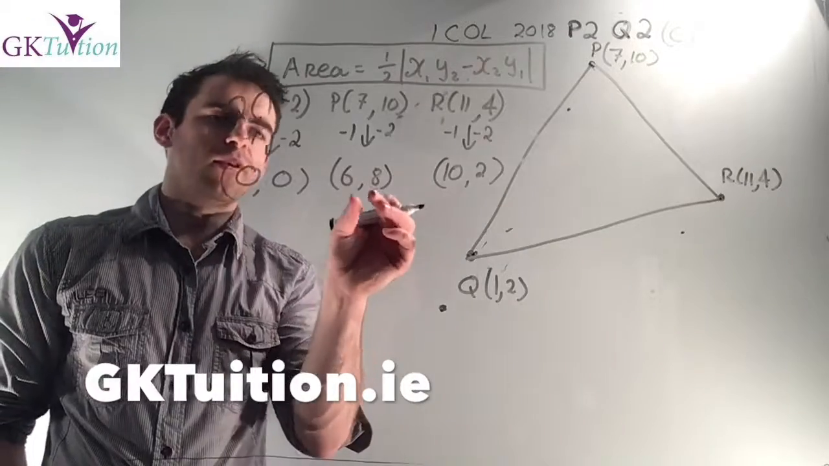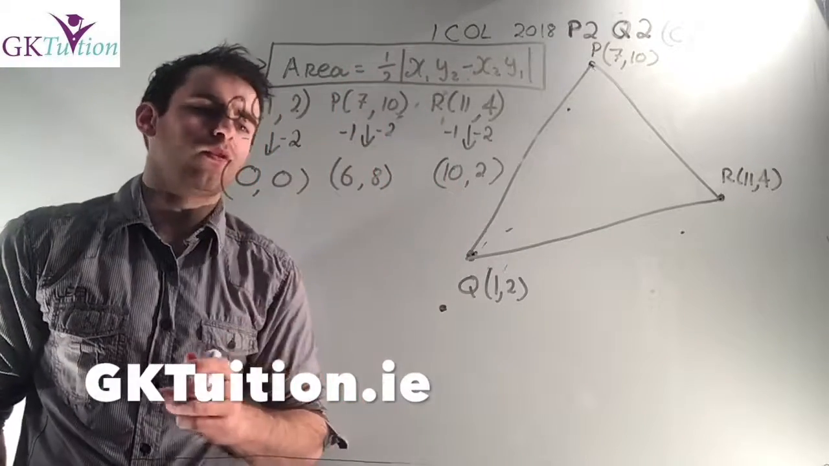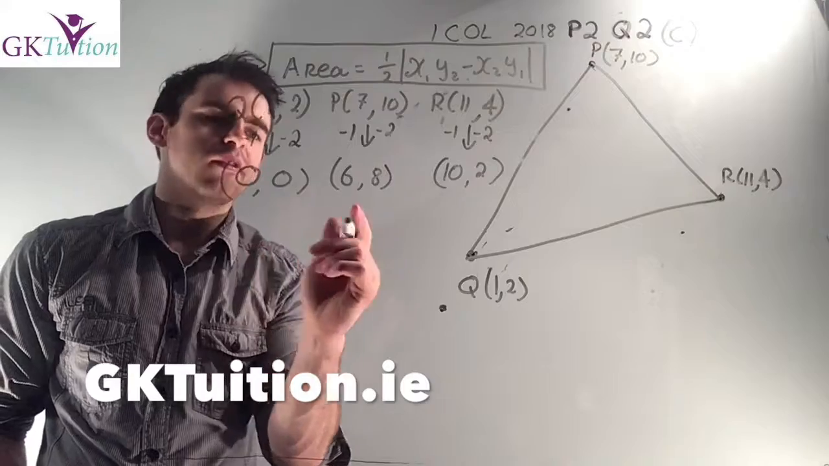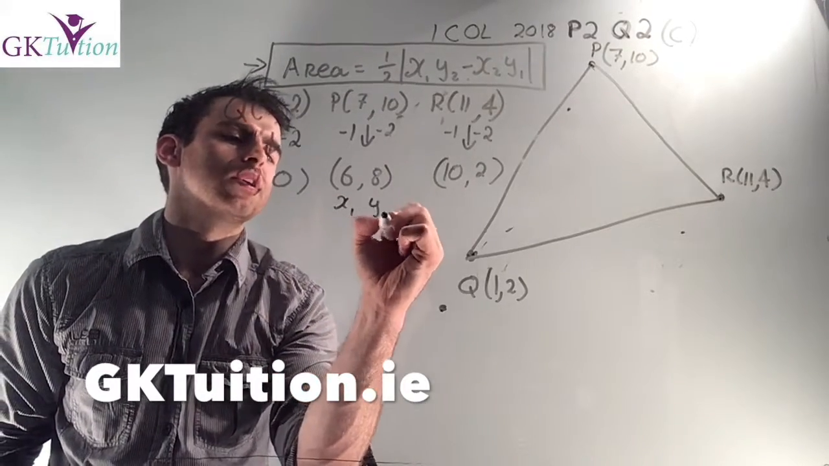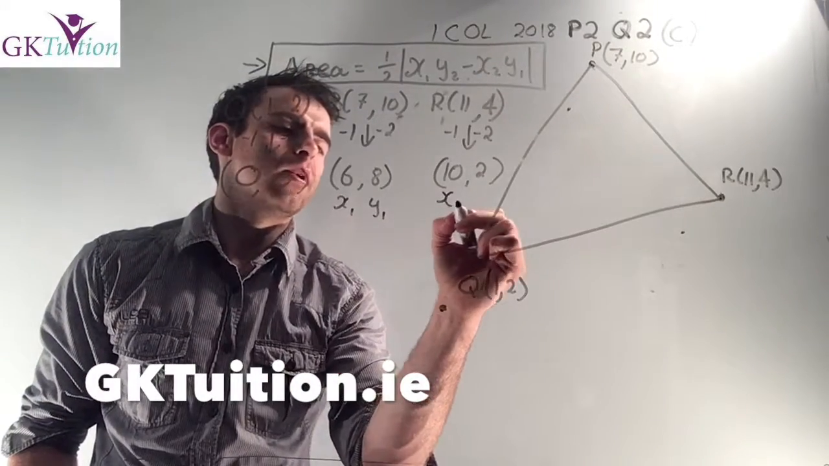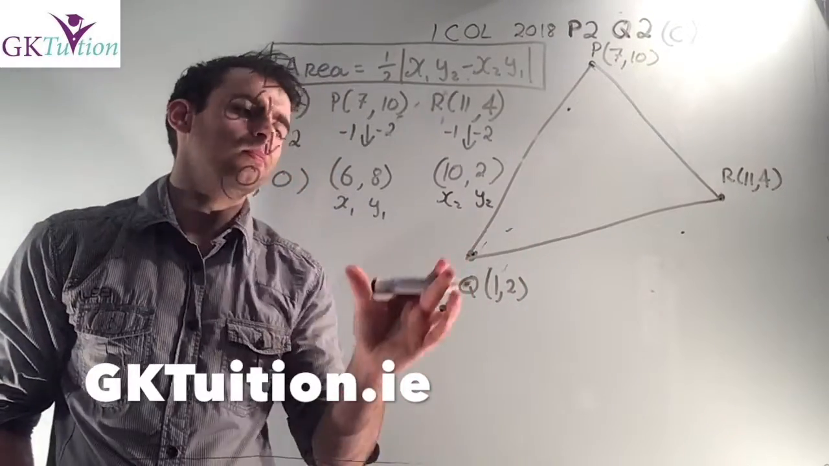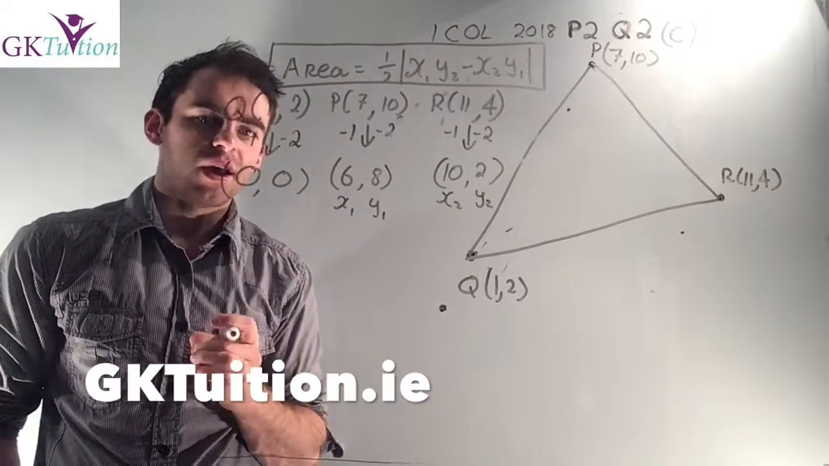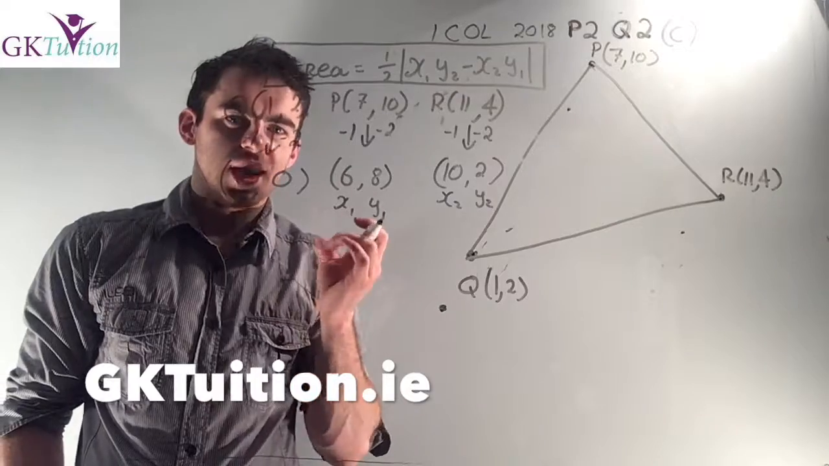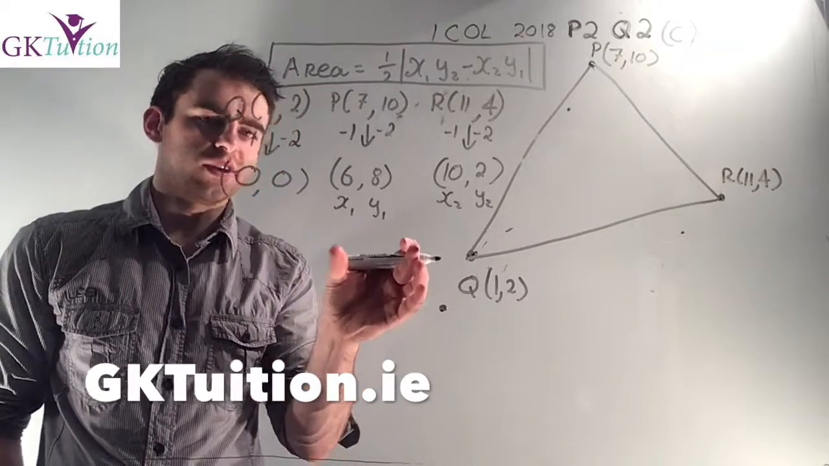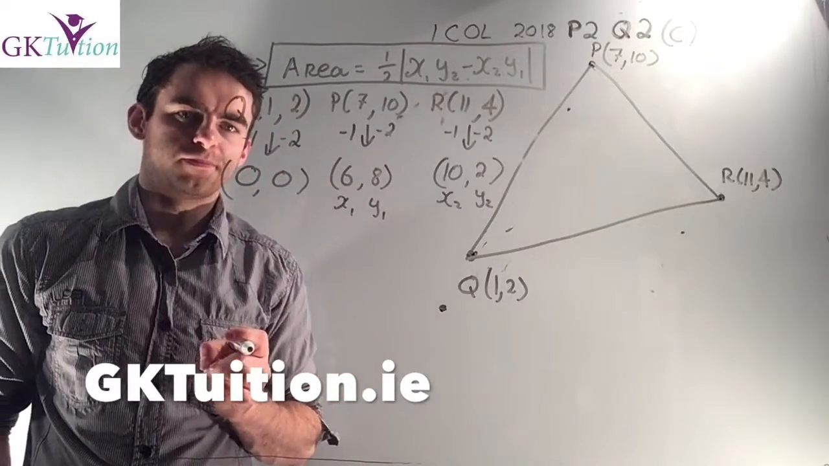And now I'm happy enough, I'm going to be able to sub into this formula. In this case, we'll ignore the origin. This will be my x1, that'll be my y1. This will be my x2, that will be my y2. I can sub those values into the area formula, and it'll be relatively straightforward now to get the area of the triangle. So I want you to try it yourself, and then I'll do it from the top.